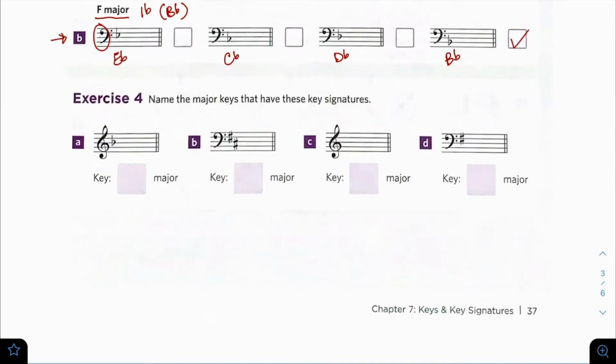Exercise 4. Name the major keys that have these key signatures. Question A. We're in treble clef, and there is one flat in the key signature. It's a B flat, indicating F major.